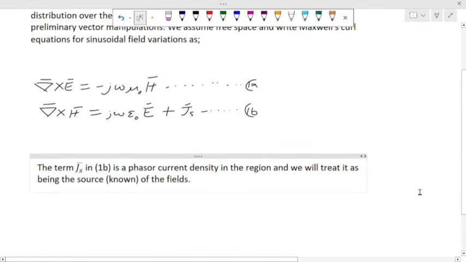Okay, so from where we left off in the last video, at this point, I said something about these guys being in the frequency domain.